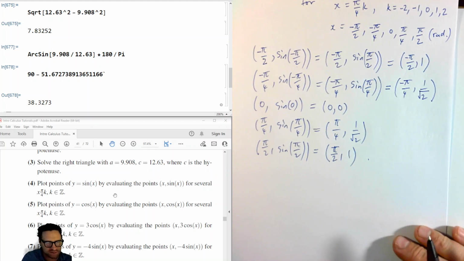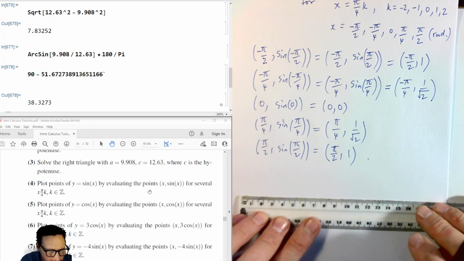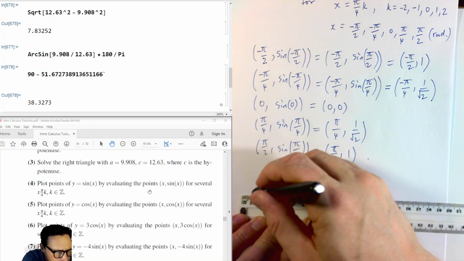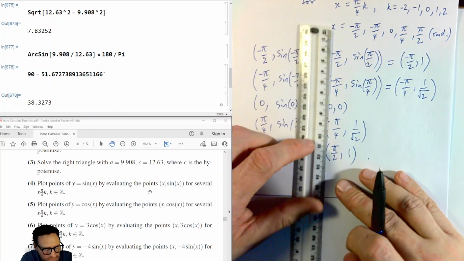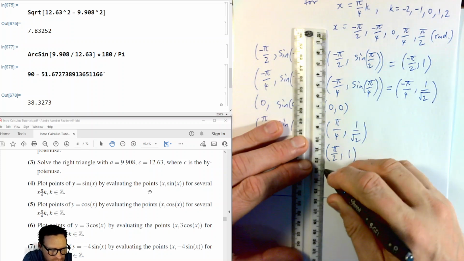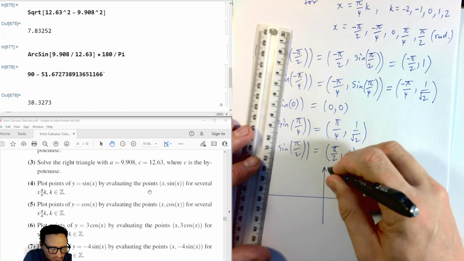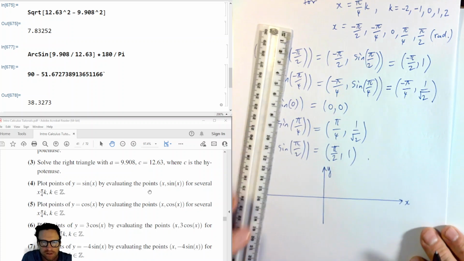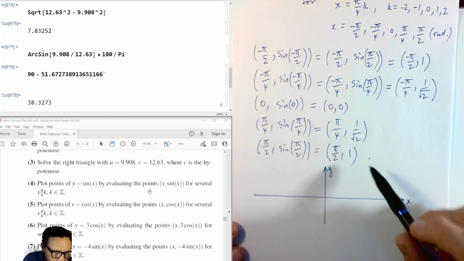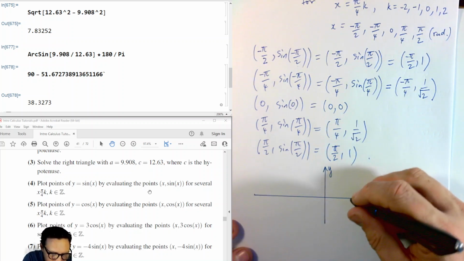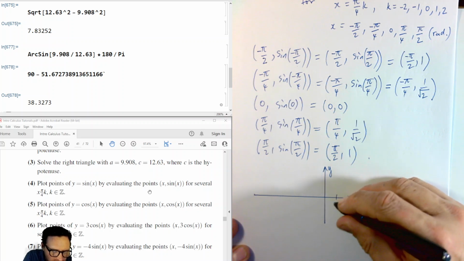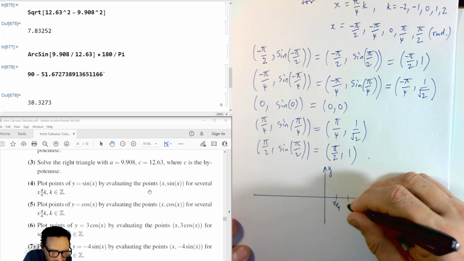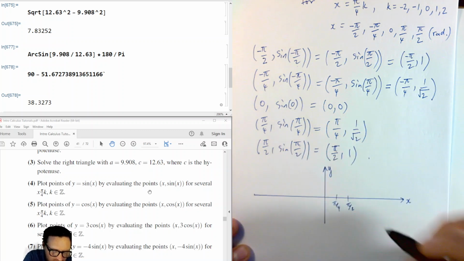I'll grab my ruler so I can try to draw a neat version of this. There's my x-axis. Y-axis. Okay, now I've gone out to pi on 2 on either side, but we know there's a fair bit more. So let's put pi on 4, pi on 2, which is where I stop there.